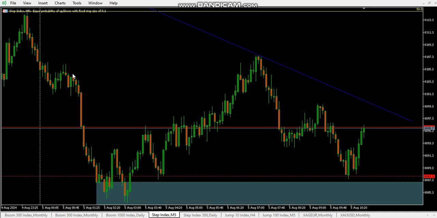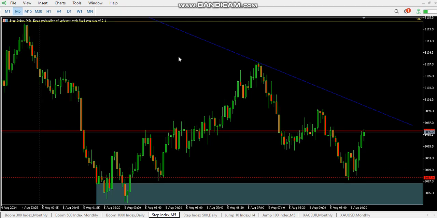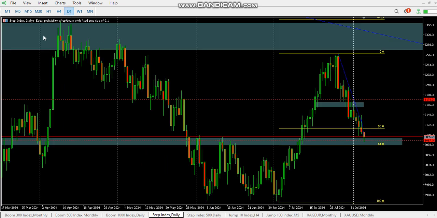Now let us find an opportunity of what we have discussed right now. So I will be using Step Index to make this illustration. First, I will be showing you what I mean by that. On a daily time frame, as you can see, though I said that we mark this out on a lower time frame, maybe like 4 hours and below.